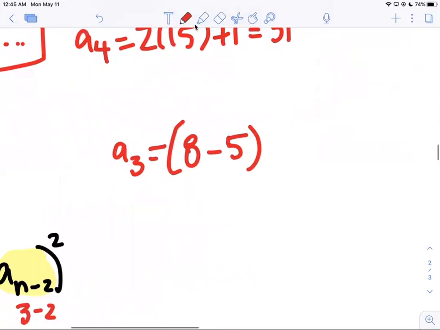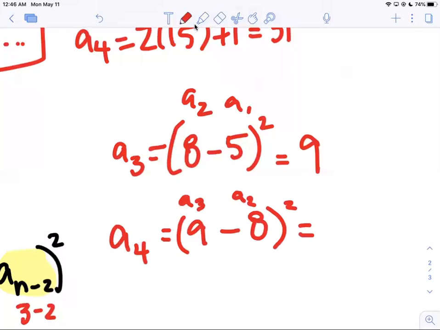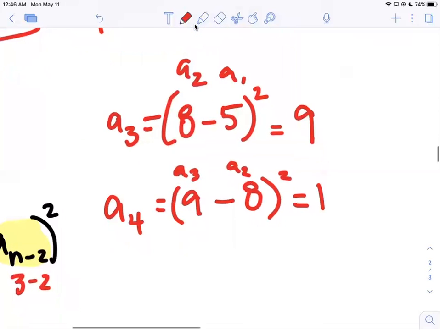So think about, it goes a sub 2 and then it goes a sub 1. So the next one will go a sub 3 and then a sub 2. So we'll see that in a second. And then don't forget it's squared. 8 minus 5 squared is 3. 3 squared is 9. Okay. Now I'm going to do a sub 4. So I'm going to do a sub 3 minus a sub 2 and then square that. A sub 3 we just found is 9. A sub 2 is 8. 9 minus 8 squared. Well, that's just 1, and 1 squared is 1.